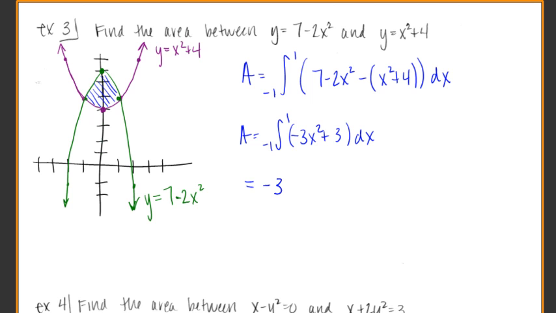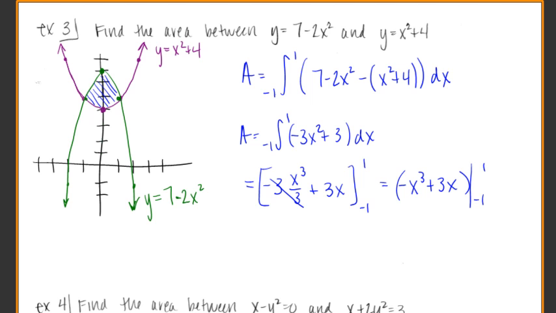So -3, and the integral of x squared would be x cubed over 3. And then the integral of 3 is just 3x. And then together, both of those need to be evaluated from -1 to 1. Or if I just reduce that a little bit, -x cubed plus 3x evaluated from -1 to 1.